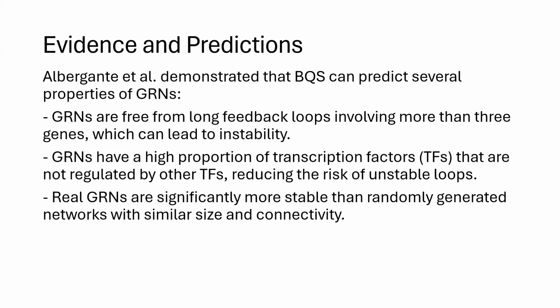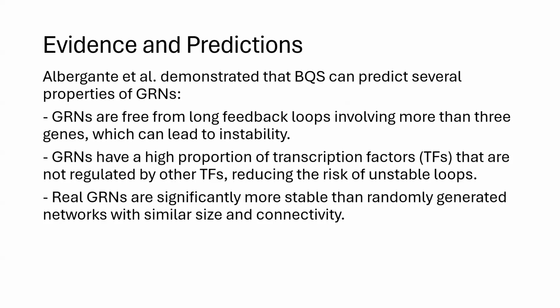And then GRNs have a higher proportion of transcription factors that are not regulated by other transcription factors, reducing the risk of unstable loops. Well, that makes sense to me anyway, where if you have one transcription factor regulating another, rather than more or less a one-to-one correspondence between a transcription factor per gene or 2 transcription factors per gene, but very few instances of transcription factors regulating other transcription factors, well, it would become unwieldy to be able to track the signal in that system, and so too many cooks in the kitchen idea, right?